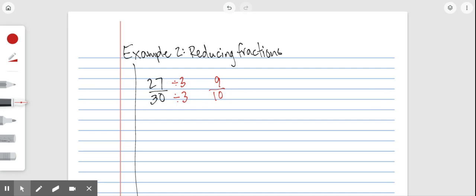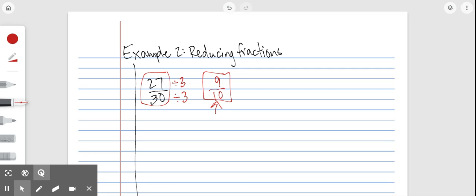Okay, now I think again, and I see if I can reduce it again. Is there a number that reduces 9 that also reduces 10? So is there a number that divides both? Is there a common factor? No, because 9 is divisible by 3, and 10 is divisible by 2 and 5. So this is a reduced version of this original fraction, but they're the exact same size. It's just this one is smaller, and me thinking about 9/10 of something is easier than me thinking about 27/30ths of it. Okay, let's try another.